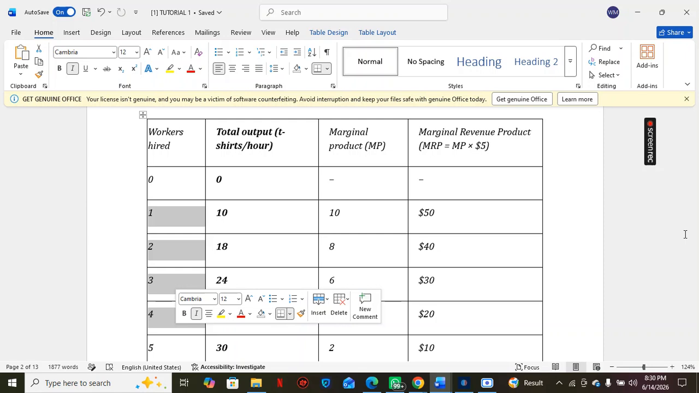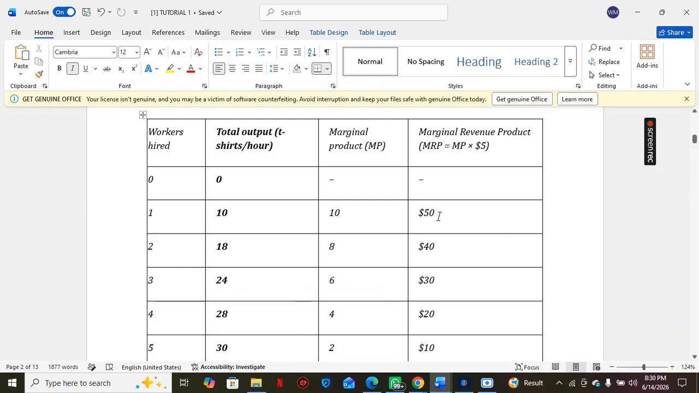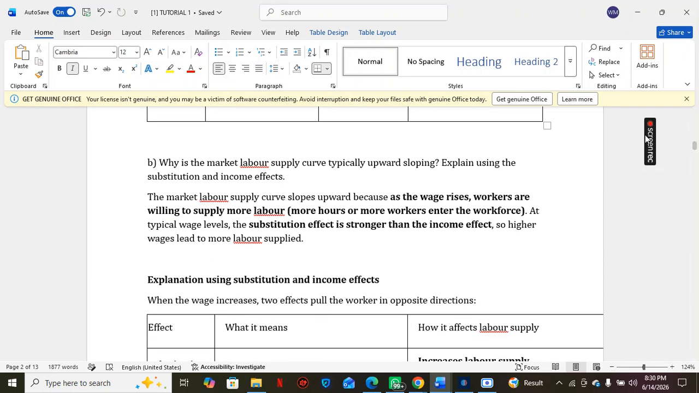Then the marginal revenue product part is saying as they bring in less output, they're bringing in less additional revenue. All right. So that's why the demand curve is downward sloping according to these two principles.